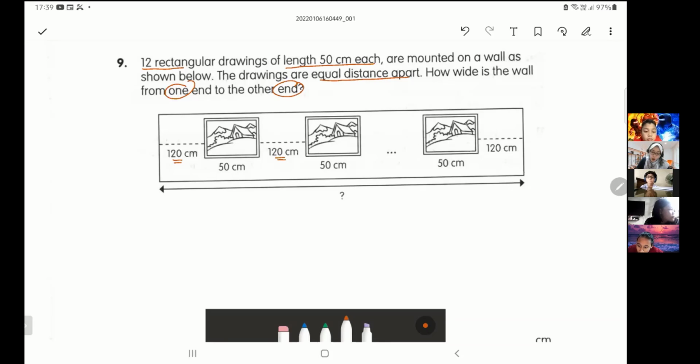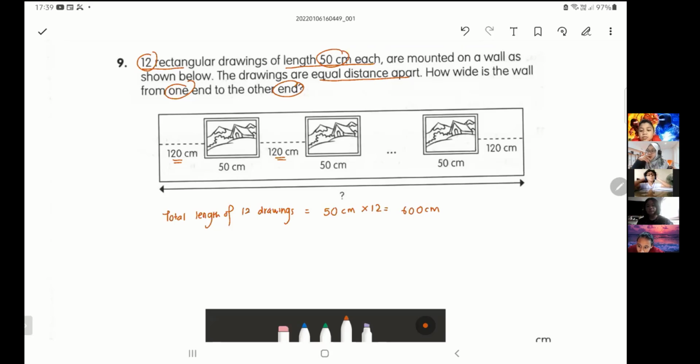Okay. So I have how many rectangular drawings of length 50 cm? 12. So let's find the total length of the 12 drawings. Total length of 12 drawings equals 50 cm times 12 equals 600 cm.